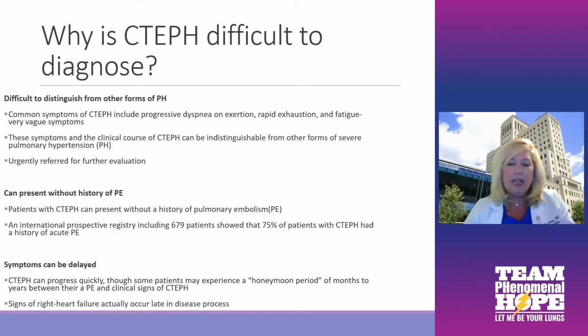CTEPH can progress quickly, though some patients may experience what we call a honeymoon period of months to even years between their PE and clinical signs of CTEPH. And that's what I was reviewing on the previous slide. That's that gray area, right? That honeymoon period can be anywhere from months to years when patients actually have that symptom of severe shortness of breath that progresses to actual CTEPH. And then simply the signs of right-sided heart failure actually occur late in the disease process. So those aren't going to be very blatant upfront physical signs until the right heart is actually pretty decompensated.